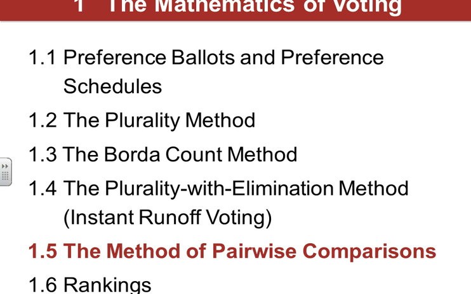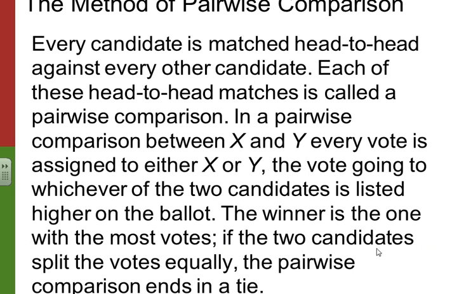Pairwise Comparison Method. Okay, now we're going to pair people off one at a time and count how many times they win the pairing. It's going to be a pain in the backside, but other than that, everything will be fine. Every candidate is matched head-to-head against every other candidate. Each of these head-to-head matches is called a pairwise comparison. Every time you win, you get one vote, and you count up all the votes and see who wins.